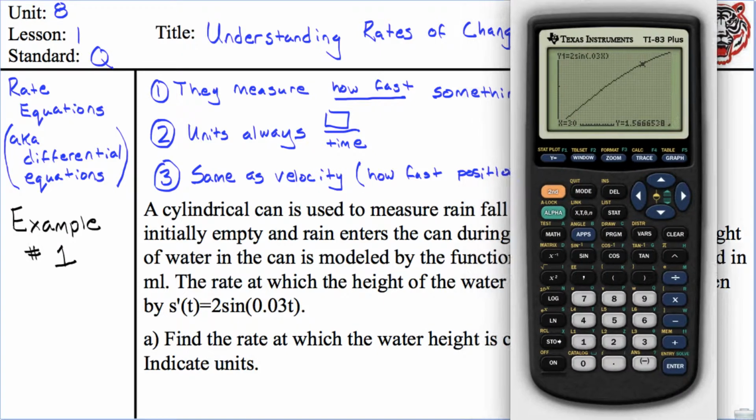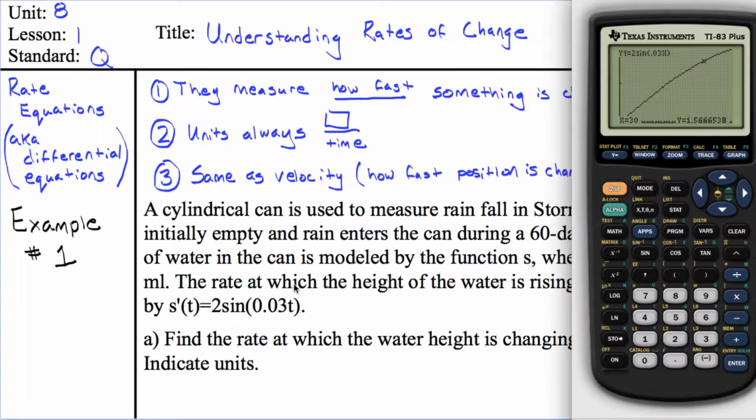If we hit trace and enter 30 and hit enter, we find that our answer is 1.566. Isn't there an easier way where you just put in y1 and then in parentheses 30? If you want to do it this way, y1 in parentheses 30 like this, that works as well. I never knew that. 1.567 or 1.566.